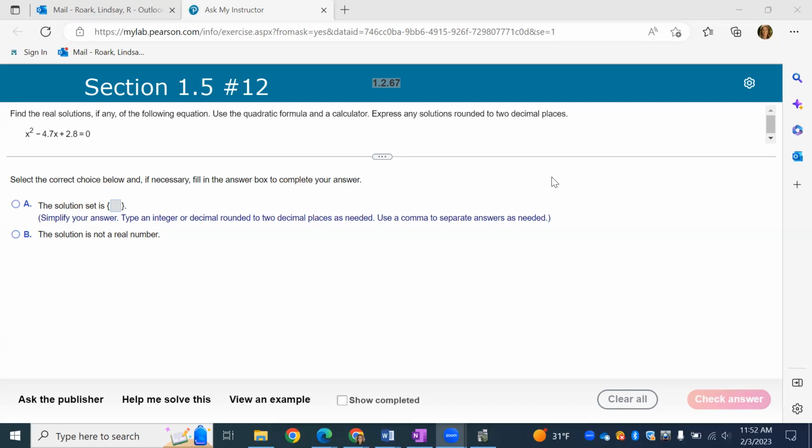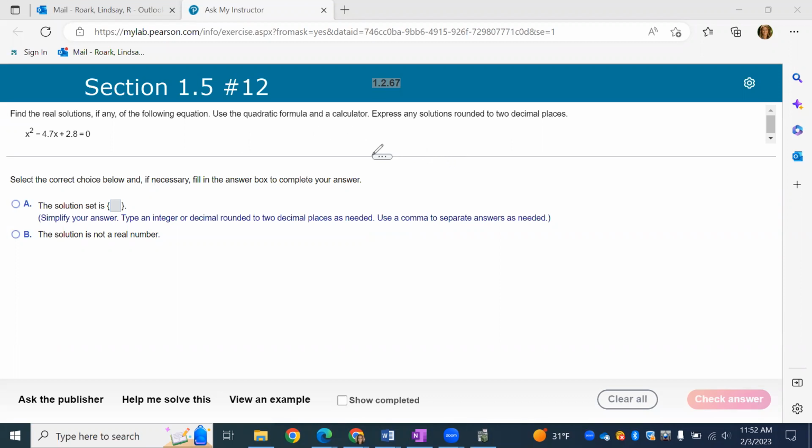So the equation is x squared minus 4.7x plus 2.8 equals 0. Right off the bat, since there are already decimals in the problem, that can be a bit of a nuisance. And also, if the problem already has decimals, the answer is okay to leave as a decimal. That could be good or bad, because when we use our calculator, just getting the correct answer rounded to 2 decimal places can be pretty annoying.